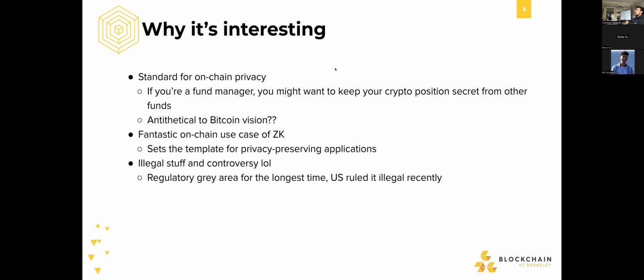That's when a lot of people underscored the need for privacy, even in this public ledger. So it's a means of preserving that.